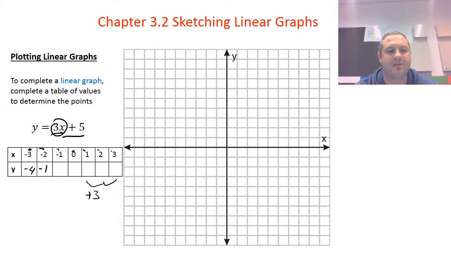3 times -1 equals -3 plus 5 gives you 2. Now we know this is our y-intercept.